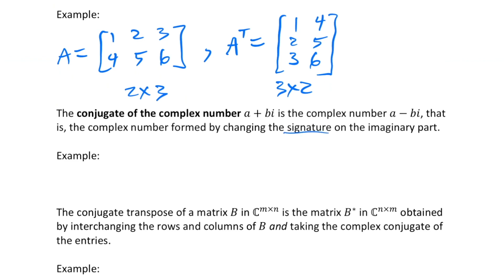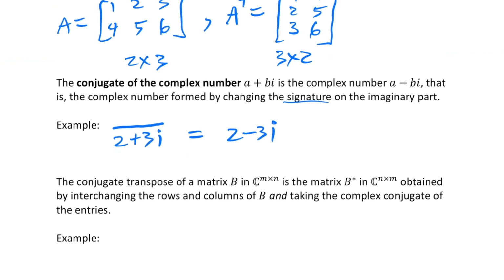Okay, so for example, and there's also a notation here. If I go 2 plus 3i and I put a bar across the top, if you remember from college algebra or wherever, you change the sign on the imaginary part. This is read the conjugate of 2 plus 3i, so that would be 2 minus 3i, and that's all there is to it. If I take the conjugate of that in turn, I get back to my original, don't I?